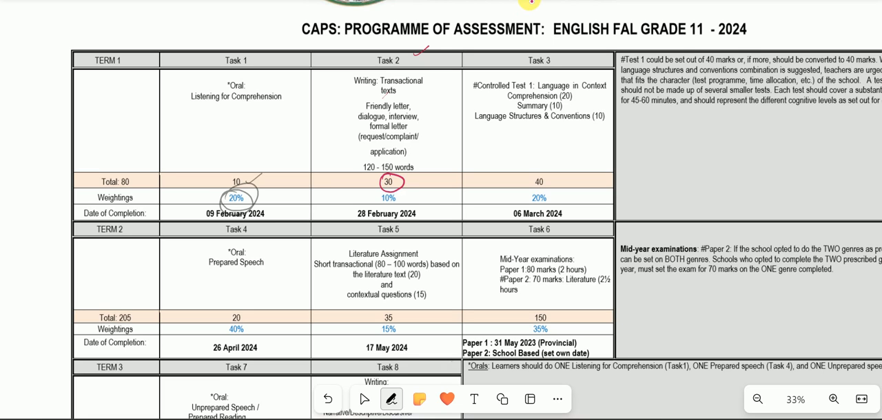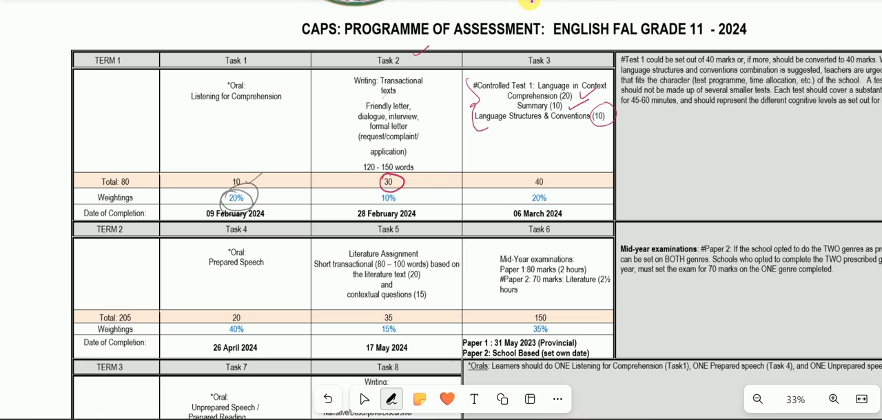And then task number 3 is going to be out of 40 marks, that which is going to be your term 1 test, and it's going to be language in context. It's going to be a comprehension. You are going to get 20 marks for comprehension, 10 marks for summary, and 10 marks for language structure and convention. I believe all these concepts are covered in my YouTube channel.